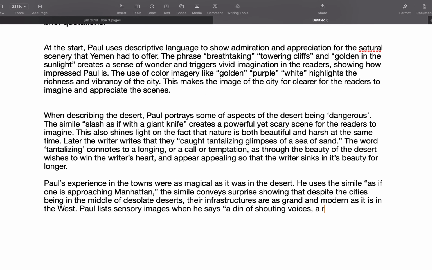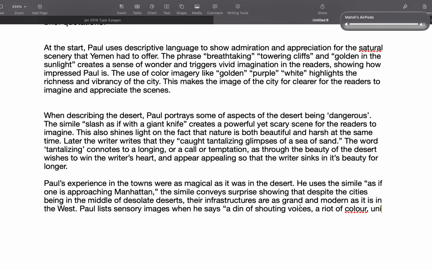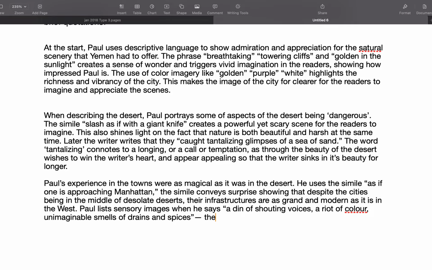A void of color. Void of color. What else? I think there was this unimaginable something. Unimaginable smells of drains and spices. I'm just gonna copy that and paste it. Spices, right? These are lists. And what do they all do? They all immerse us in the chaos of the active street.